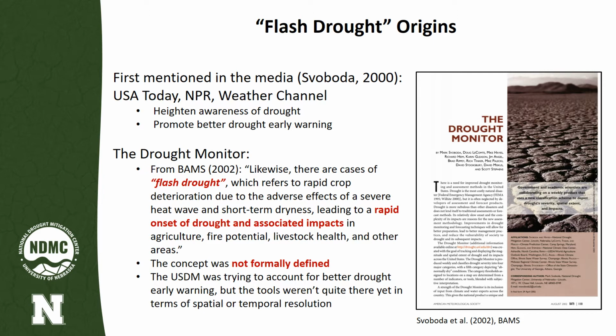That was followed by putting that concept into our BAMS article on the Drought Monitor in 2002. Myself and authors of the U.S. Drought Monitor at that time, and some others actually from some of the regional climate centers, talked about cases of flash drought. Again, being a rapid onset type of drought and taking into account the associated impacts. However, this was more of a concept and wasn't really formally defined at that time.